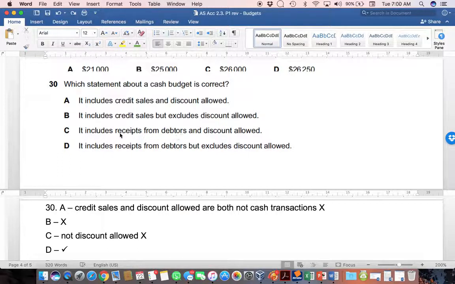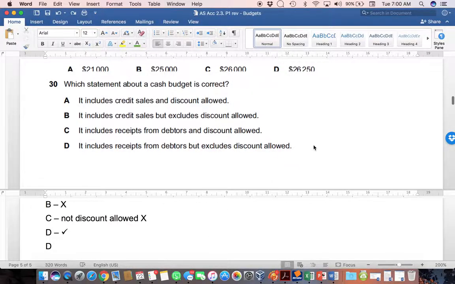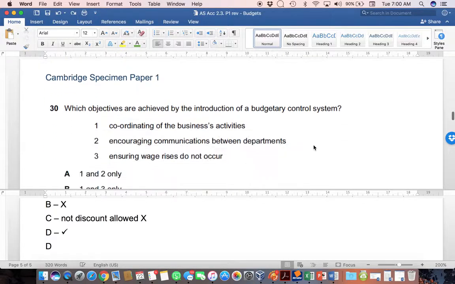C. It includes receipts from debtors. Yes, receipts from debtors means bank is involved because we are receiving cash, and therefore you would show the expected receipts from cash collections from debtors to go into the cash budget. However, the discount allowed has been included in this option, and we don't want that. So it's discount allowed here that is wrong. D, it includes receipts from debtors. Yes. Excludes discount allowed? Yes. So therefore, we want to choose D as our answer.